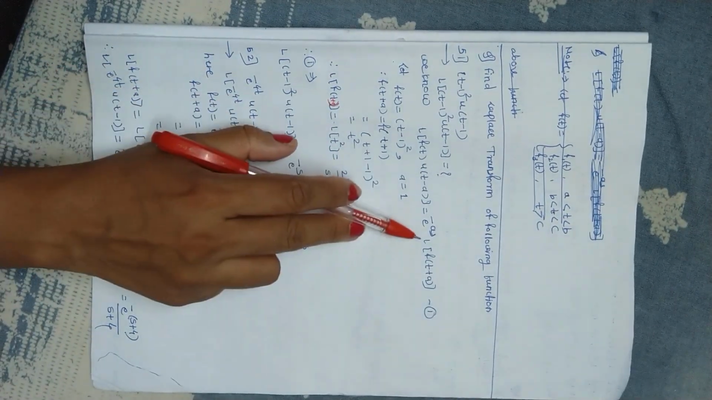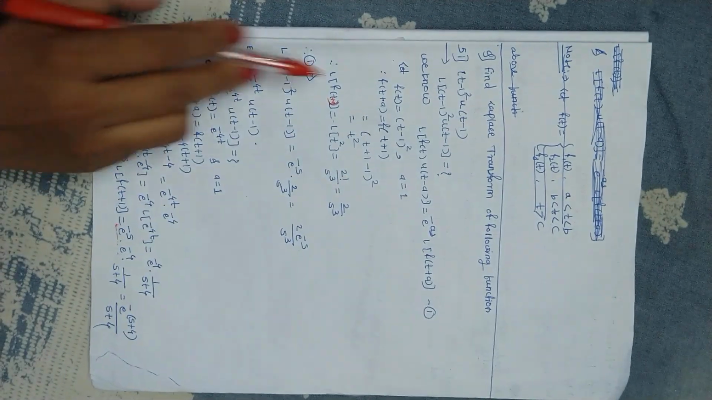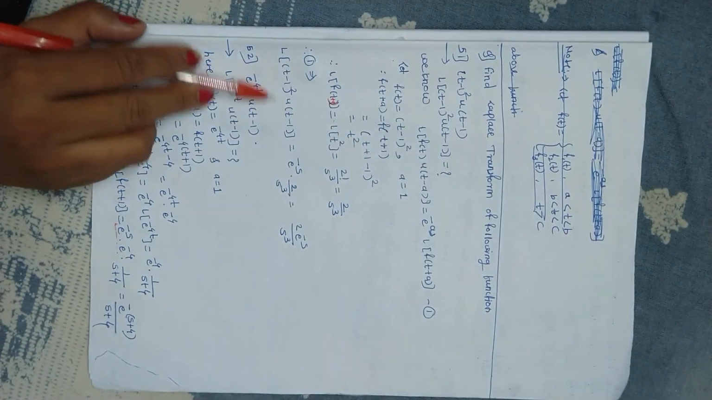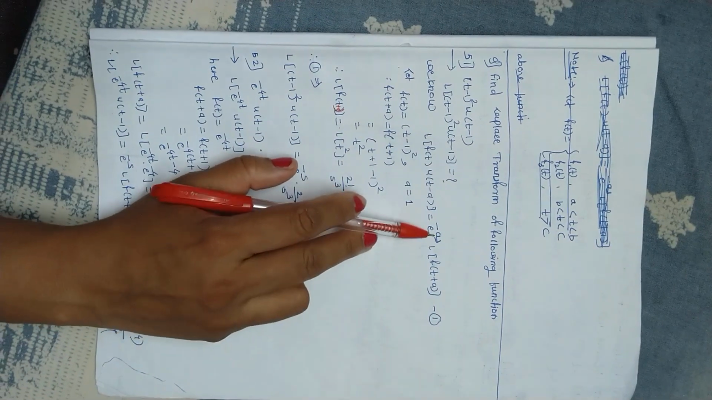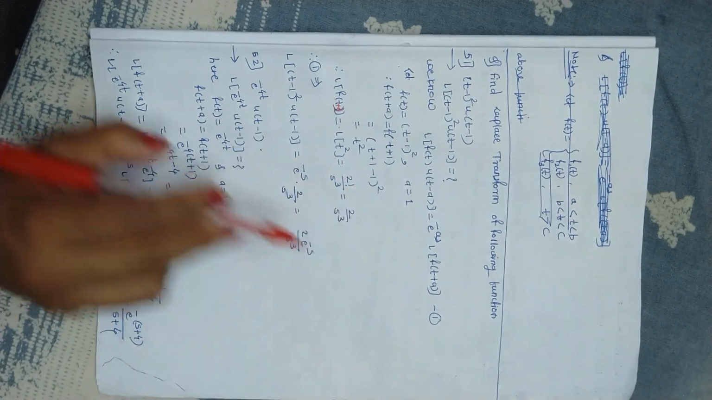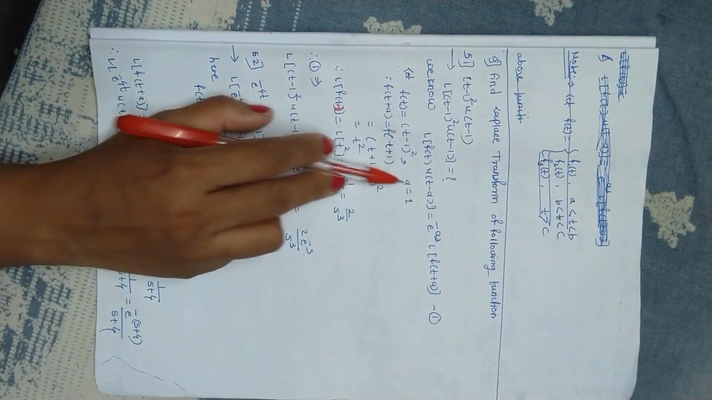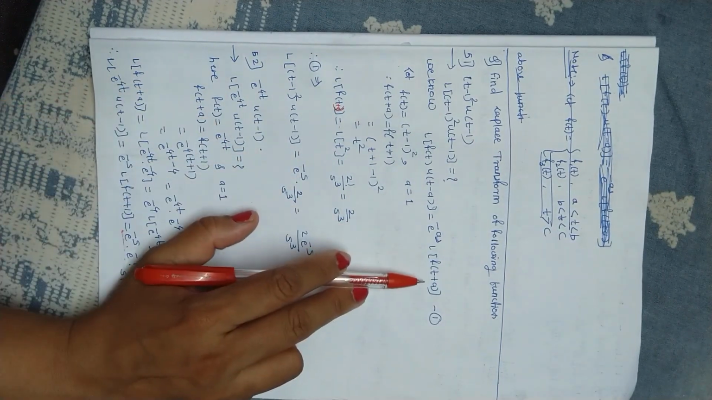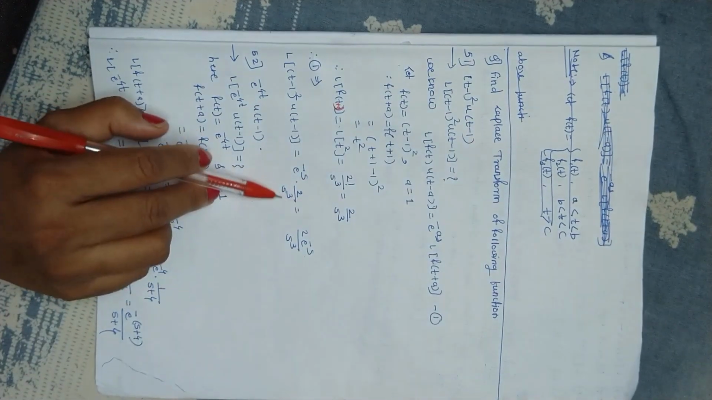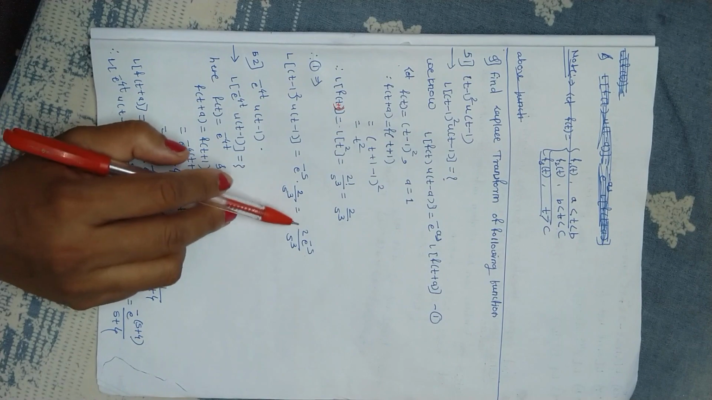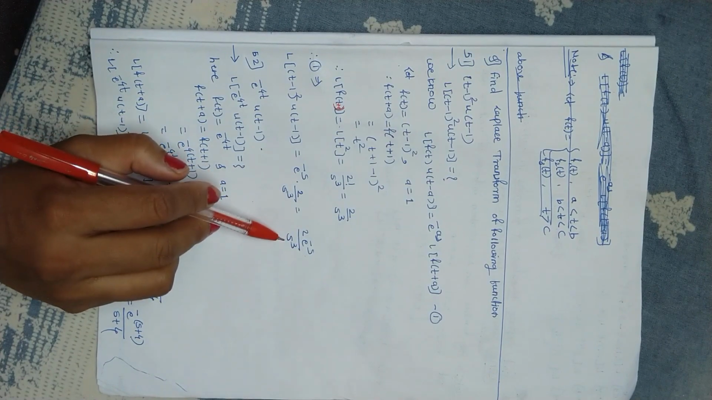Now put this value in the original equation. What do we get? Laplace of t minus 1 bracket square u of t minus 1 is nothing but e raised to minus a s, where a is 1, so e raised to minus s, into this term 2 upon s cube, which equals 2 e raised to minus s upon s cube.